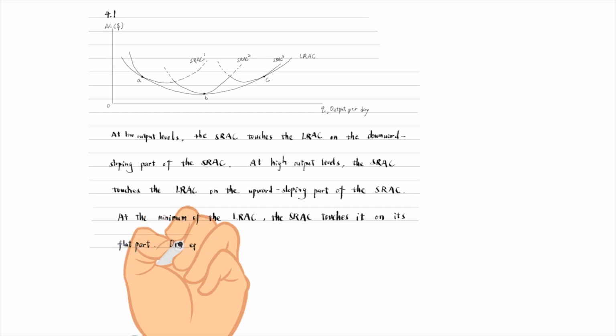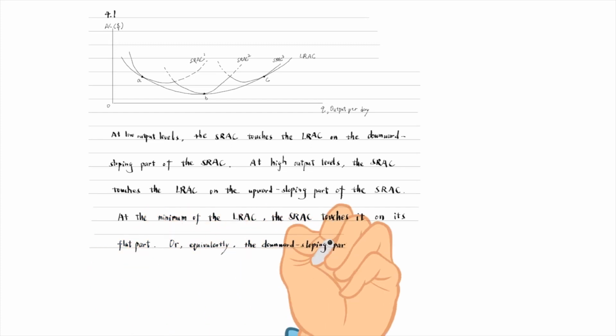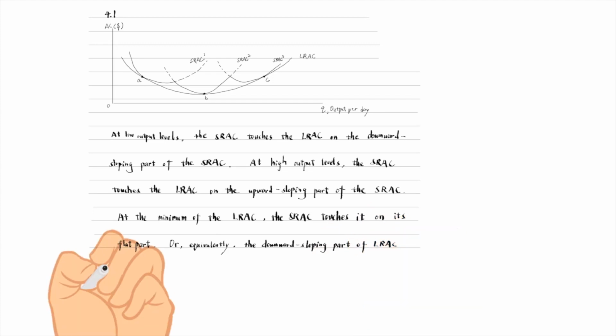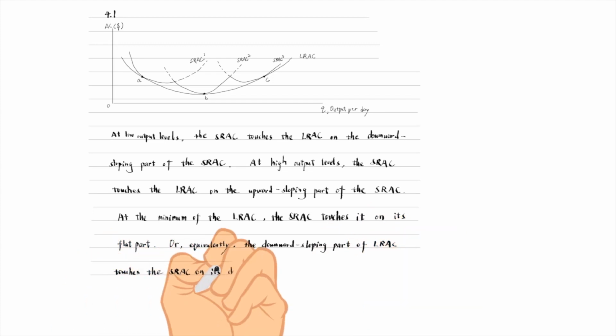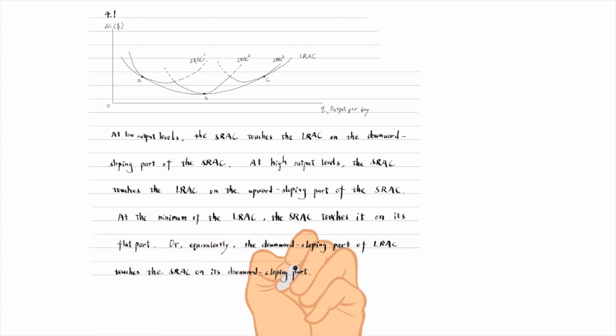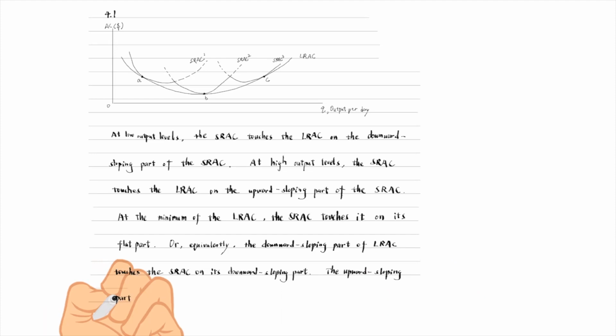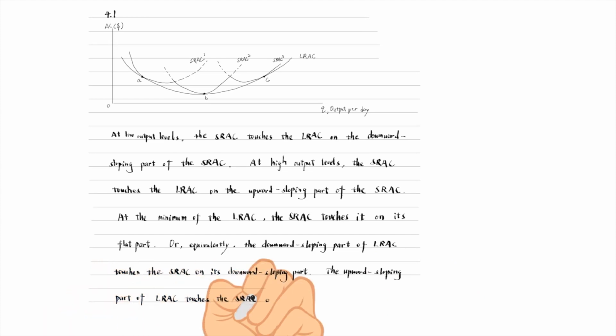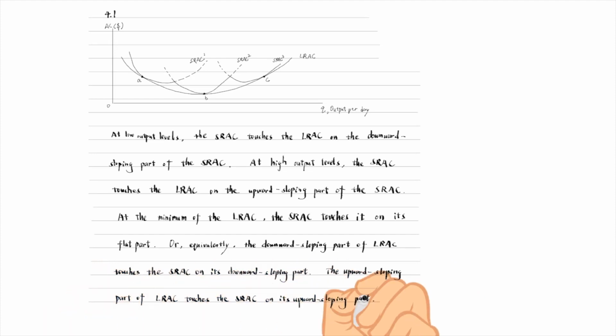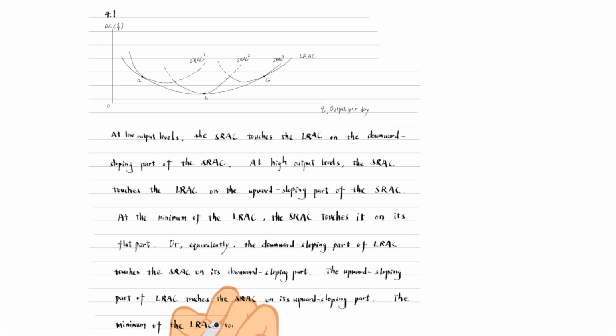Or equivalently, the downward sloping part of the long-run average cost curve touches the short-run average cost curve on its downward sloping part. The upward sloping part of the long-run average cost curve touches the short-run average cost curve on its upward sloping part. The minimum of the long-run average cost curve touches the minimum of the short-run average cost curve.